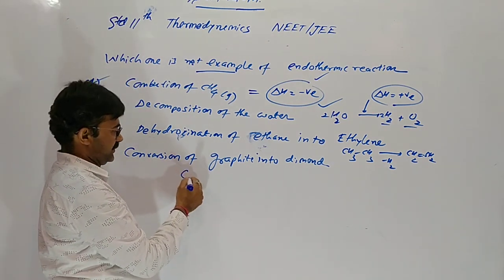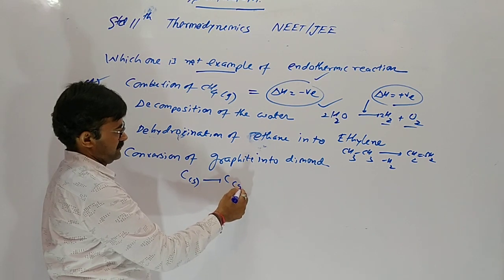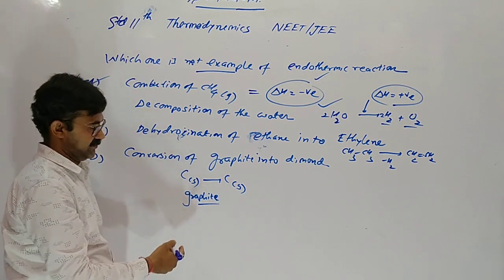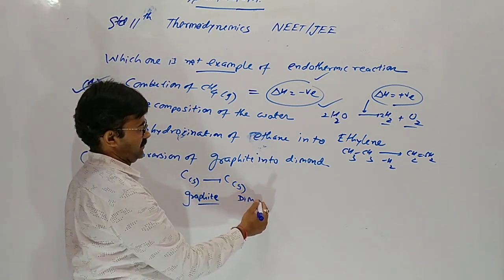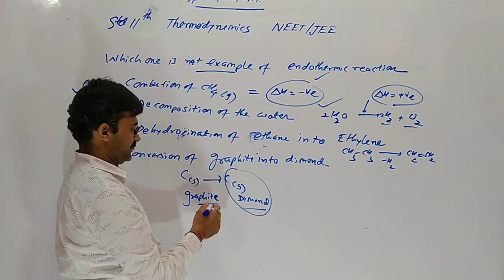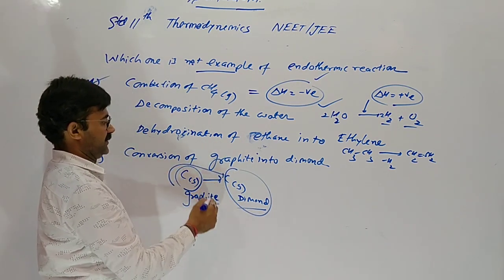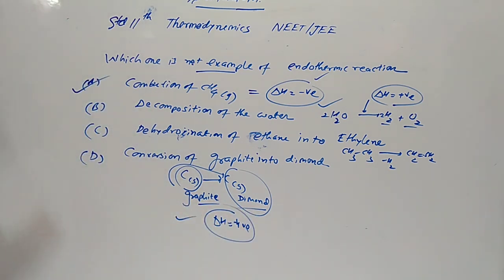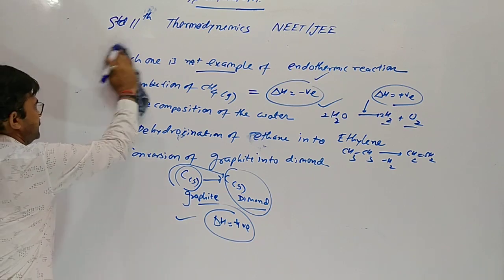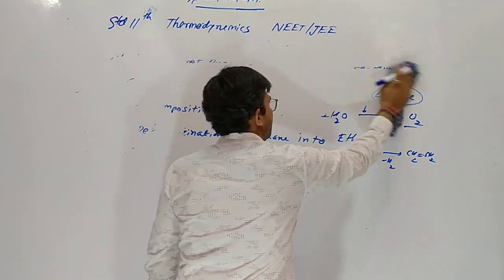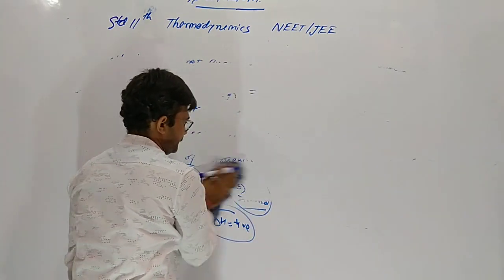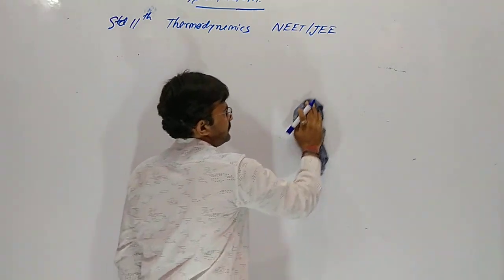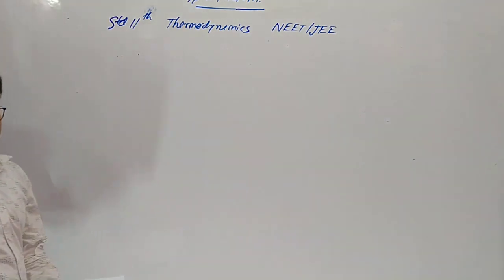Conversion of graphite into diamond. Both are solid, but graphite is the more stable at room temperature. Diamond is the less stable because having higher energy. So whenever carbon graphite converts into diamond, it absorbs the heat. So this is also endothermic. Yes, you have to think about all the options in your exam and then give the answer which one is true.